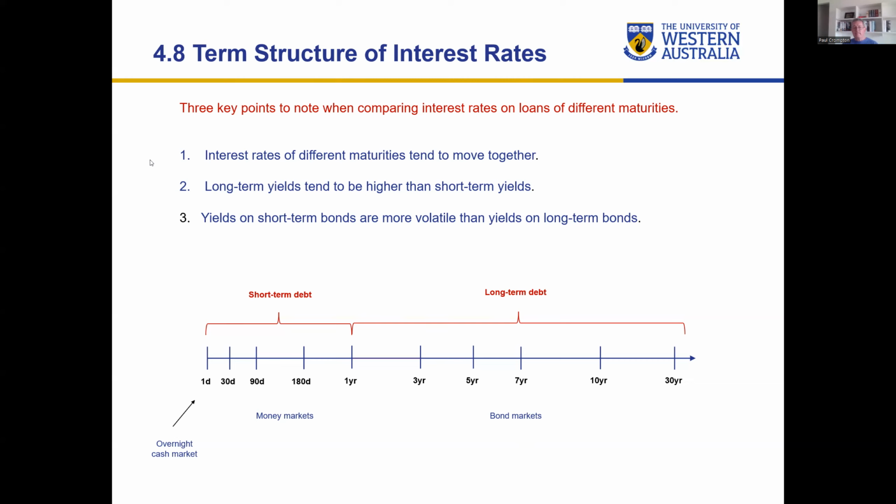The first thing that we'll notice when we look at interest rates is that these interest rates of different maturities tend to move together over time. Long-term yields, so what that means is that all of these interest rates and all of these different money markets are highly correlated.